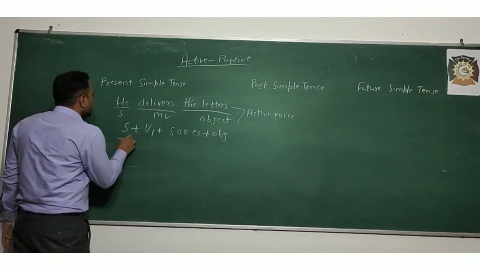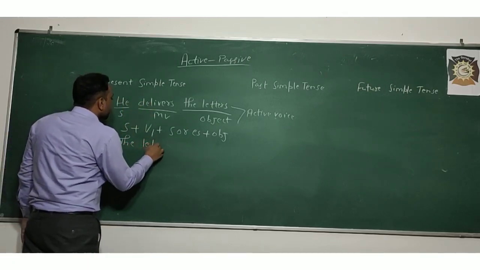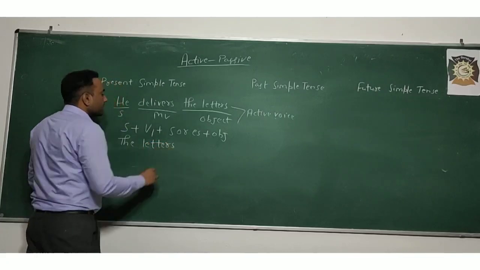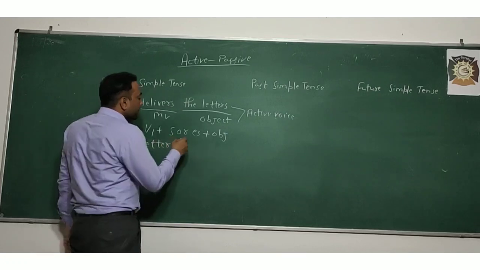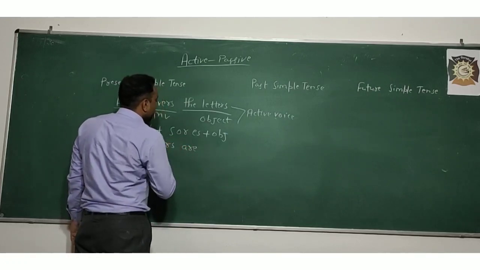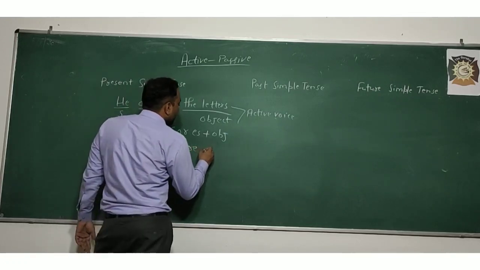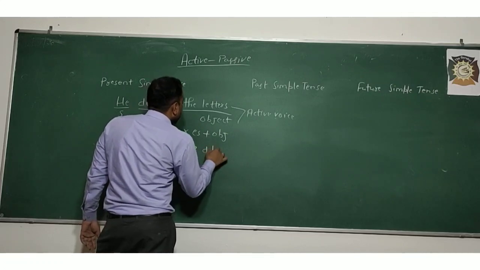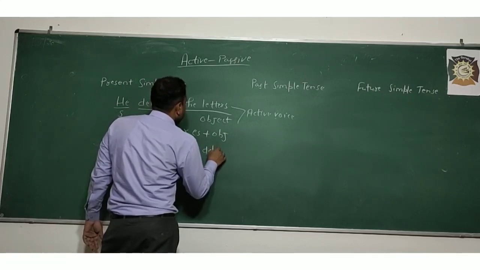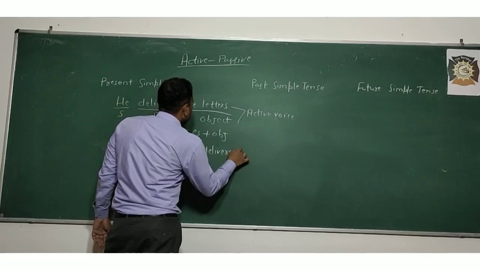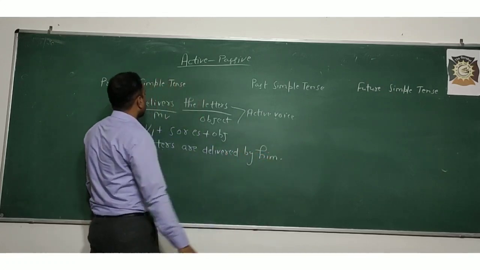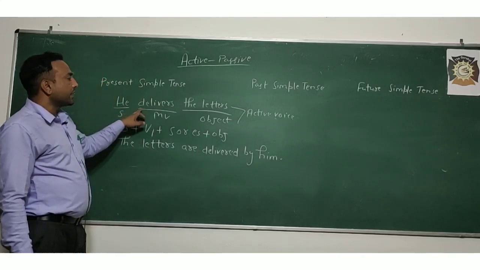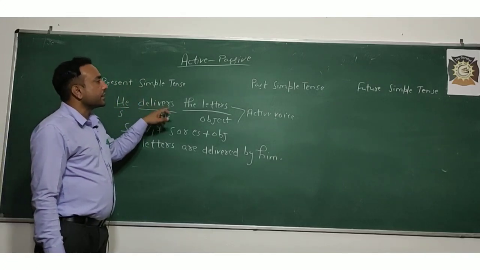First of all, the letters. This is plural, so we will use are. The letters are delivered, the third form of the verb. The letters are delivered by him, full stop. He is changed into him and she is changed into her.